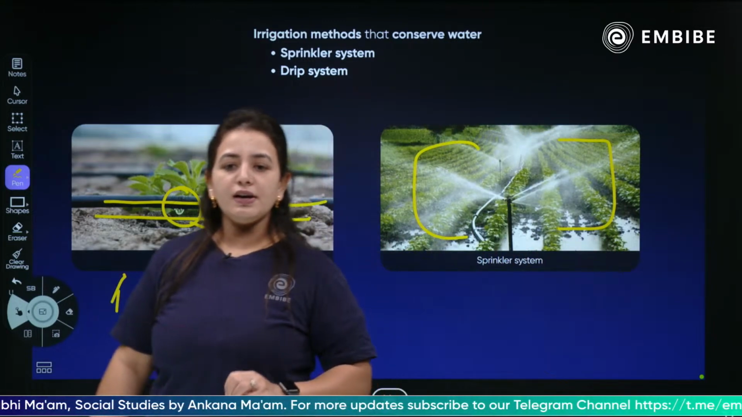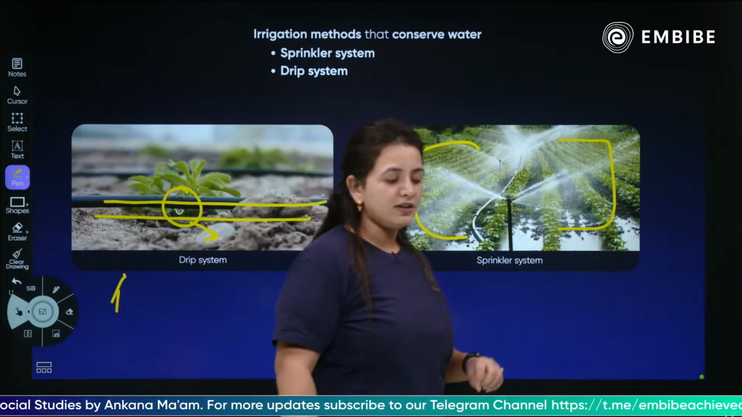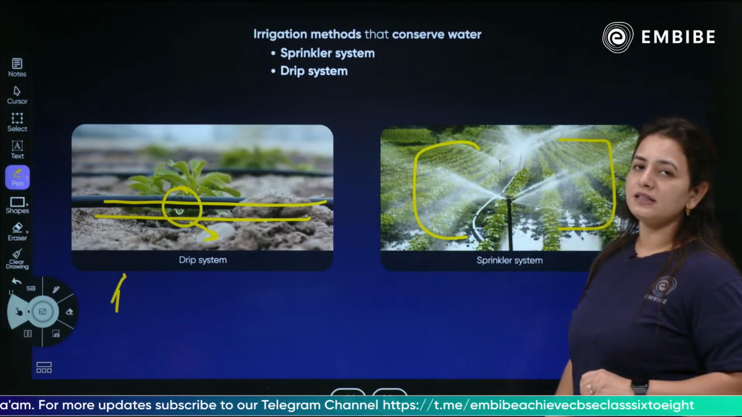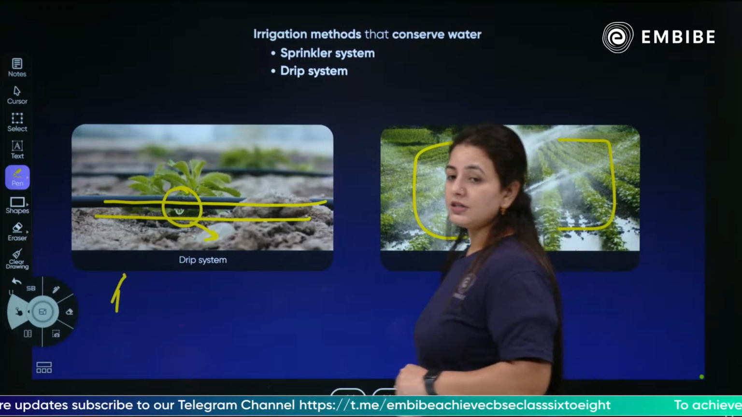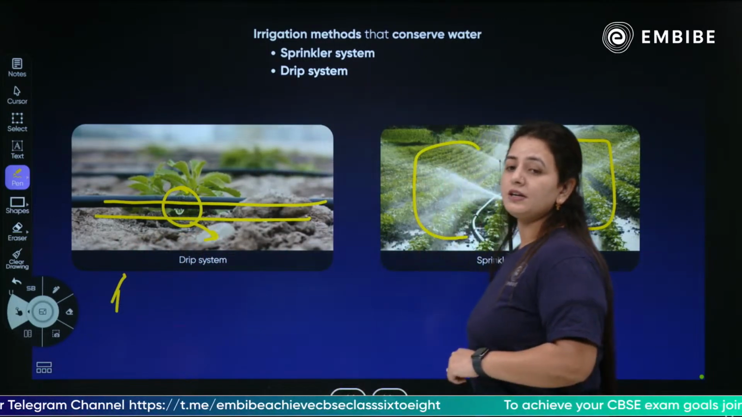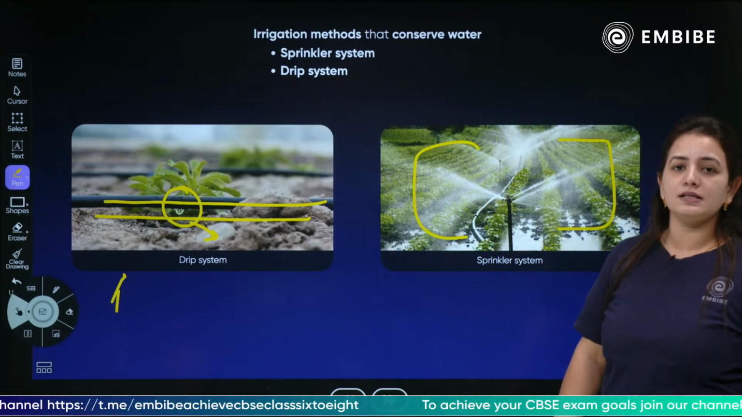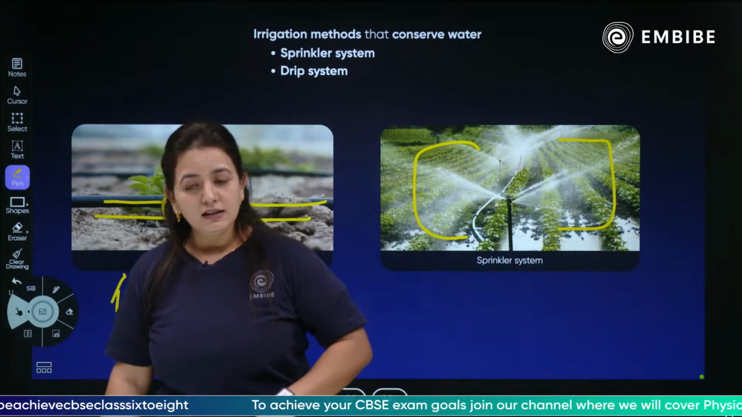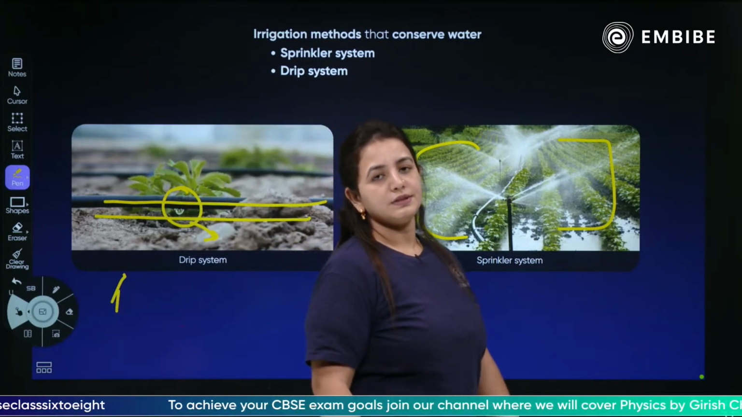So children, this is the sprinkler and this is the drip method. This is how we send water to the crops through the drip system and sprinkler system. Clear? I wanted to explain it again so that we couldn't miss it. Yes, everyone?